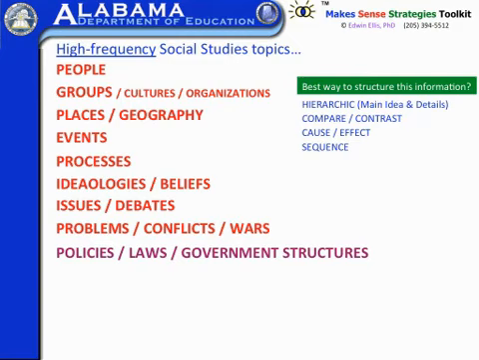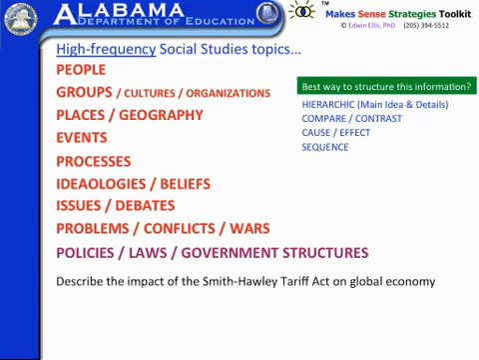Another major area we address a lot in history and social studies are policies, laws, and government structures. So, for an example, describe the impact of the Smoot-Hawley Tariff Act on the global economy. Well, first of all, understanding what that act was in terms of what are its major components is going to be hierarchical information. But the word impact tells me this is really all about a cause and effect relationship. When they passed that act, then what happened?